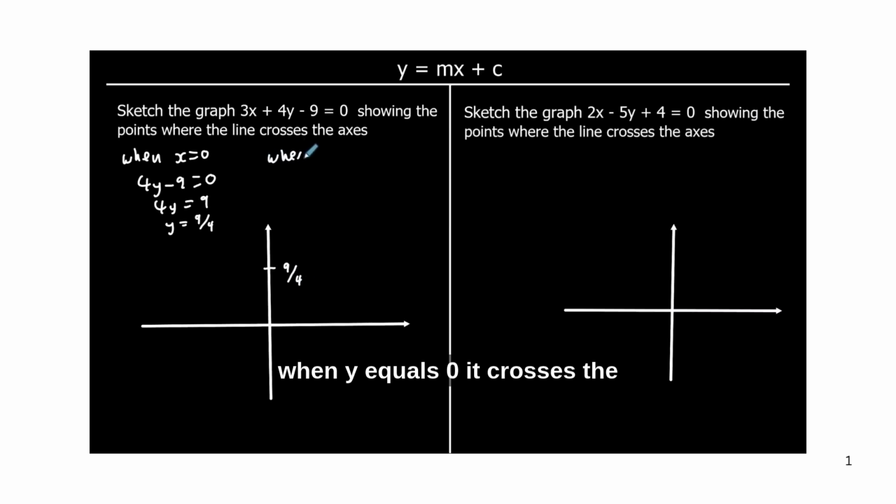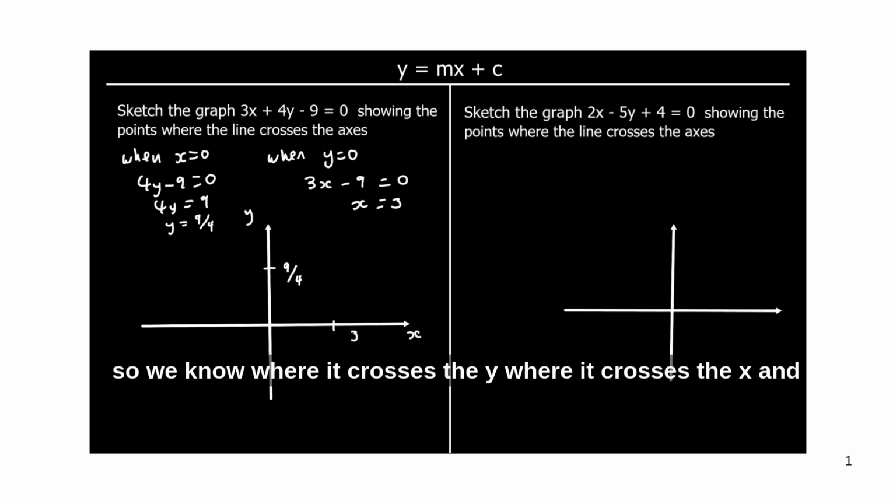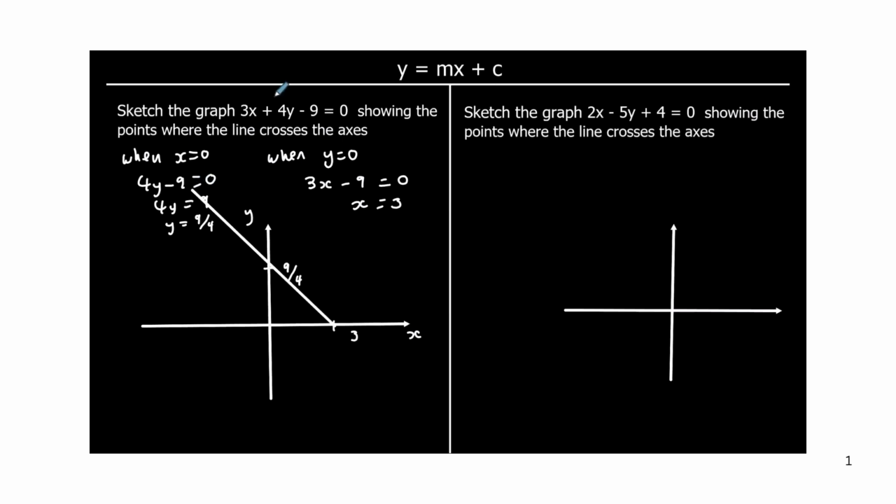And when y equals 0, it crosses the x-axis. 3x minus 9 will be 0. Plus 9 divided by 3. x is 3. So we know where it crosses the y, where it crosses the x, and we just need to join them up with a straight line.